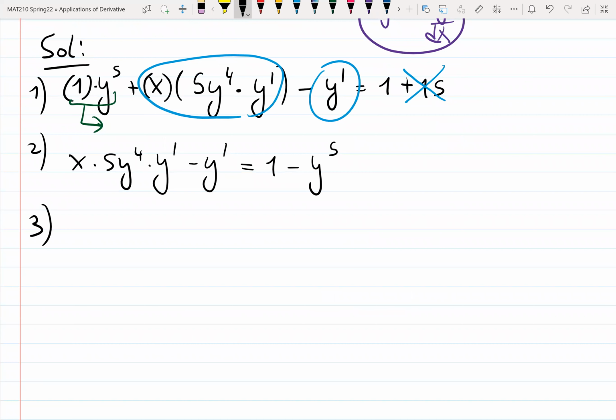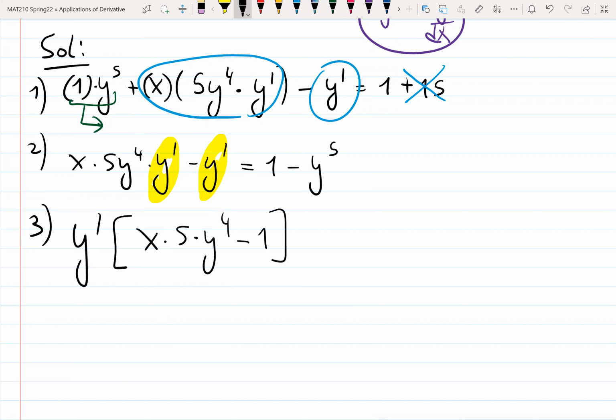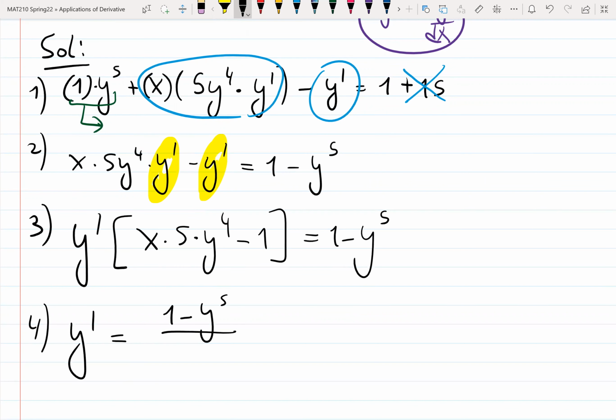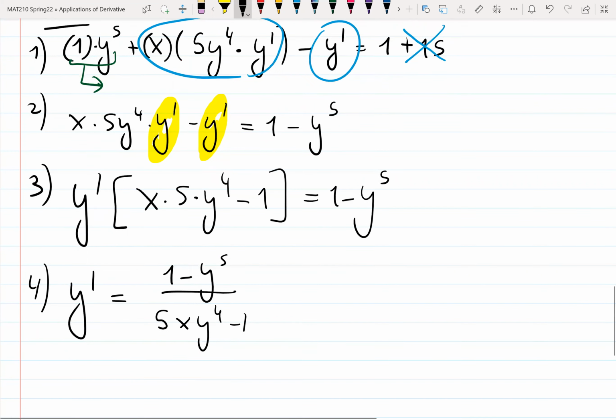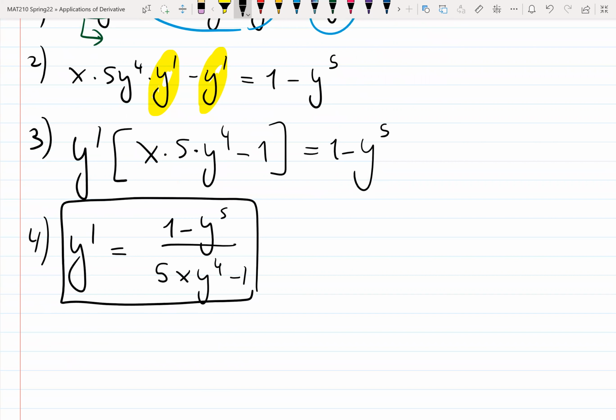The goal is to isolate y prime. And to isolate y prime, let's first isolate things with y prime. Now you factor out y prime to isolate it completely. Brackets 5xy to the 4 minus 1 equals 1 minus y to the 5. Last step, you can start looking at this one in the multiple choice, or if it's free response, then you write it down. Right-hand side divided by the brackets. Let me rearrange 5xy to the 4 minus 1. Let me check. Yeah, looks good. This is the answer for A, question A.